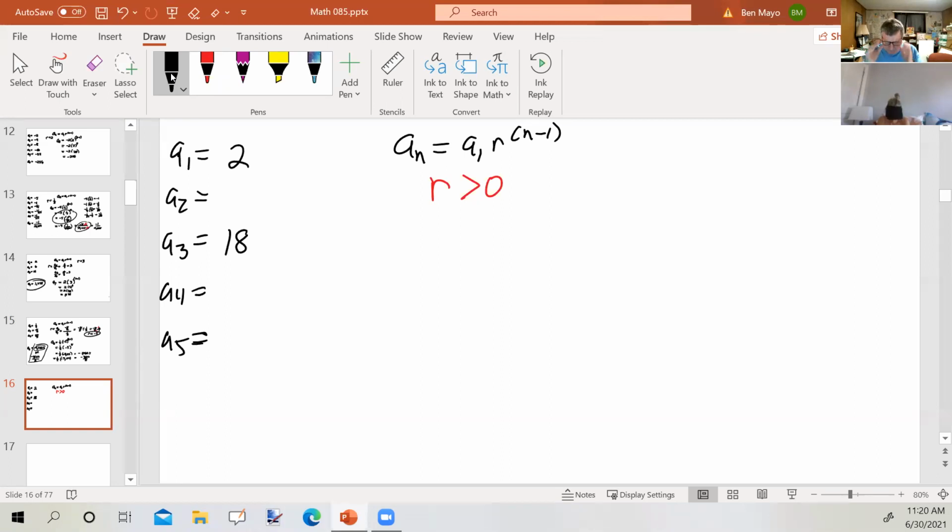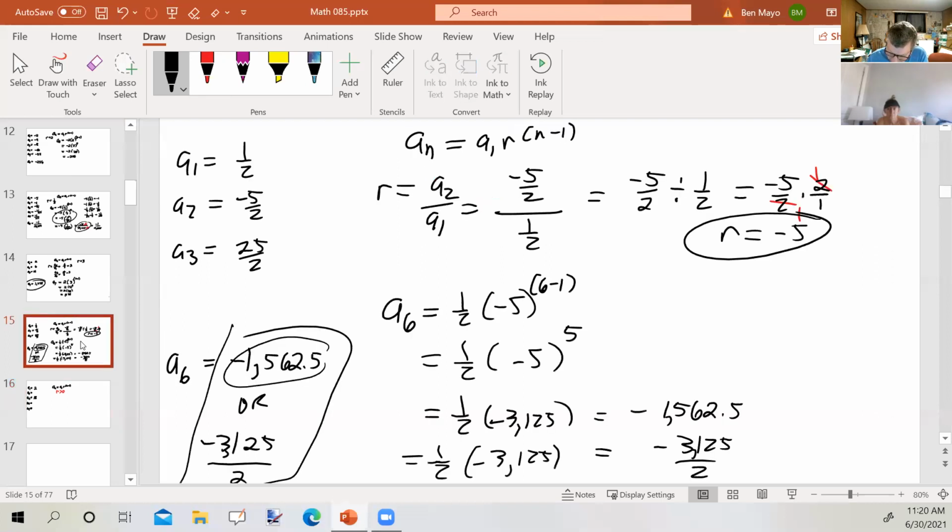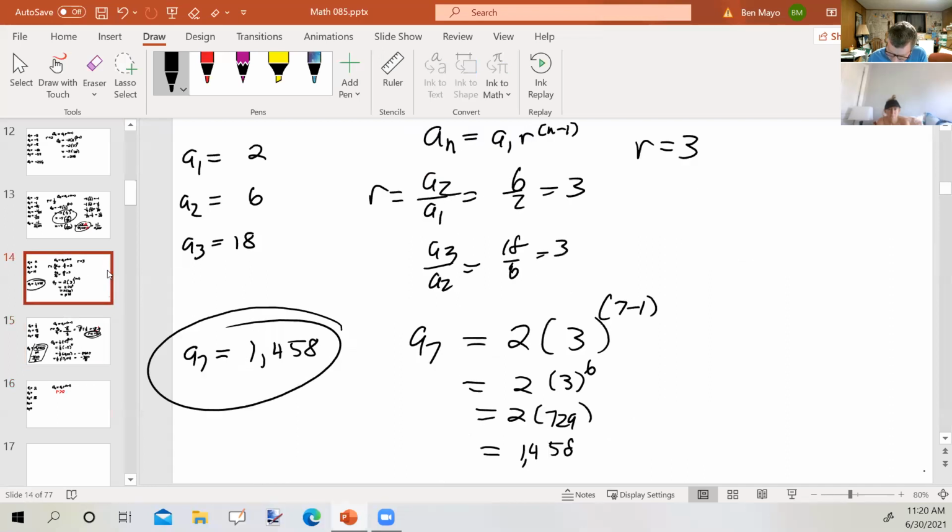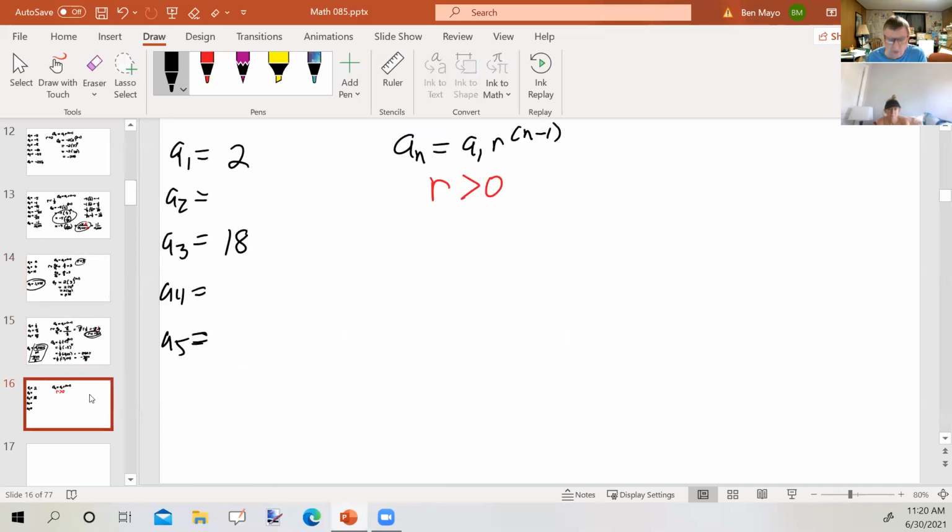Now, r is greater than 0. So that means that r is going to be a positive number. It doesn't tell us what that positive number is yet, but we do know that it's positive. If we look back here, r was a negative number, wasn't it? -5. Back here, r was 3. So r can be positive or negative, but in this case, it's going to be positive, and let's see what happens.